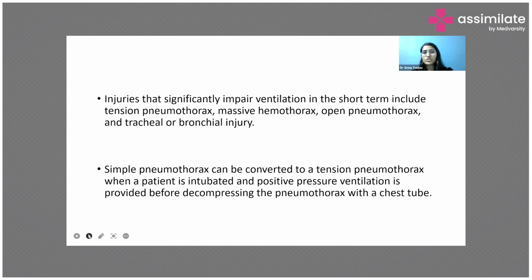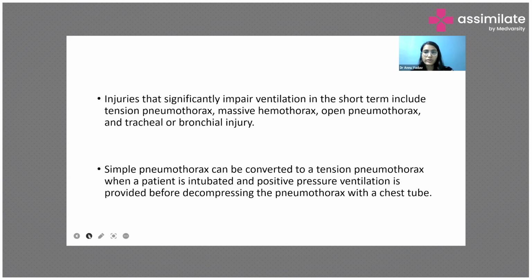Injuries that significantly impair ventilation in the short term are tension pneumothorax, massive hemothorax, open pneumothorax, and tracheal or bronchial injuries. If we have injuries like these, they can impair ventilation very quickly. Now, a simple pneumothorax can be converted into a tension pneumothorax. Basically, when we see that air entry is not there, patient saturation is low, and GCS is low, we say let's intubate the patient.